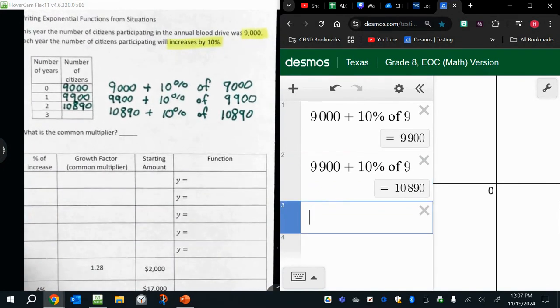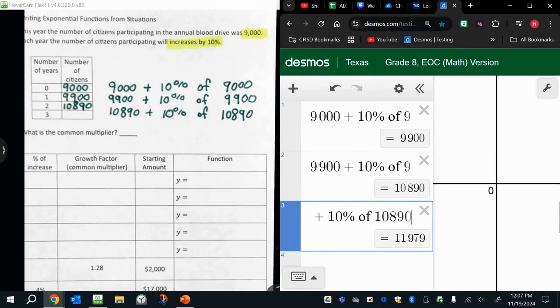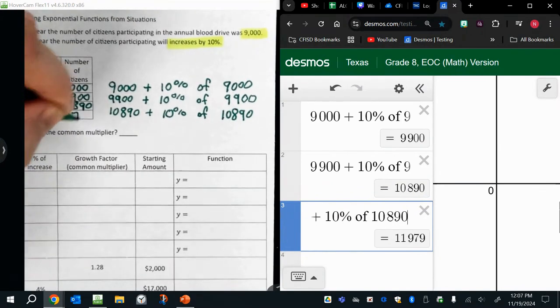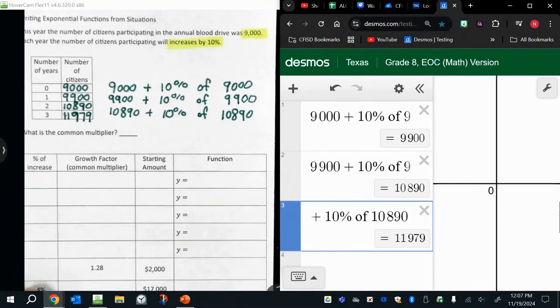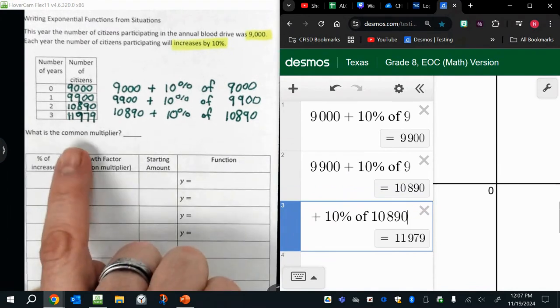So we'll take 10,890 plus 10% of 10,890, and we get 11,979. And if I wanted to get the next number, I would take 10%, 10%. Well, here, what is the question? What is this moving by?